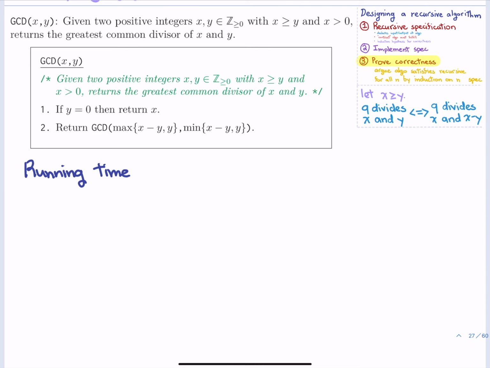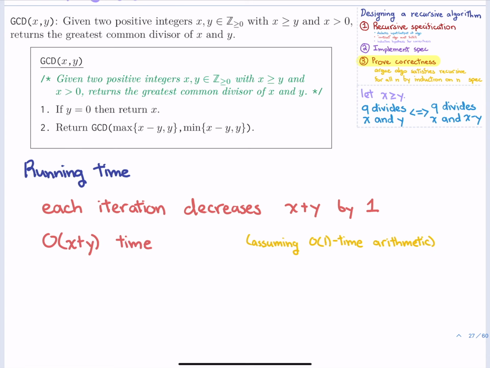Okay, so each iteration, x plus y, the sum goes down by at least one. Maybe that's what you meant to say. The sum of the arguments goes down by at least one each recursive call. So it starts at x plus y and eventually gets down to one. That's a base case. So each iteration decreases the sum by at least one, and you get x plus y time, assuming you can do addition in constant time. All right. Is that a good running time?